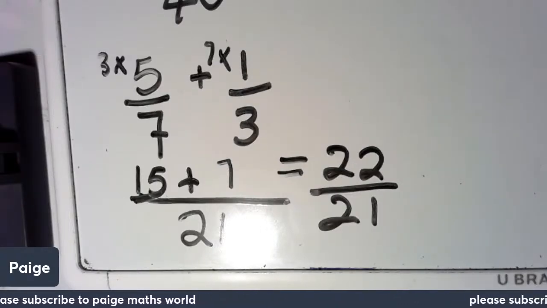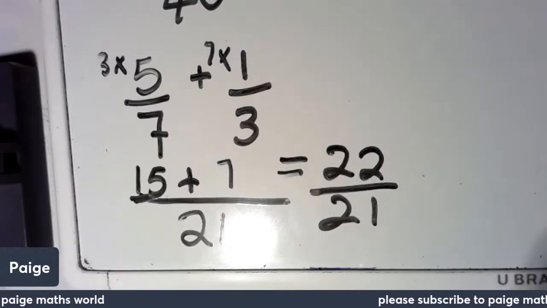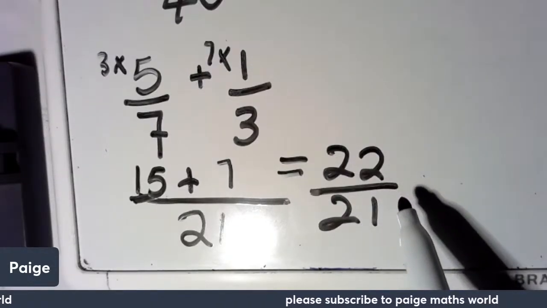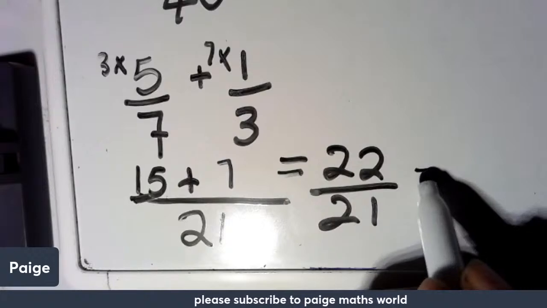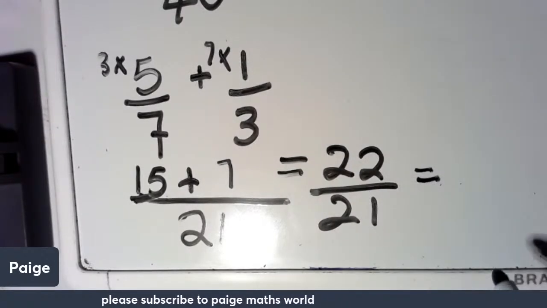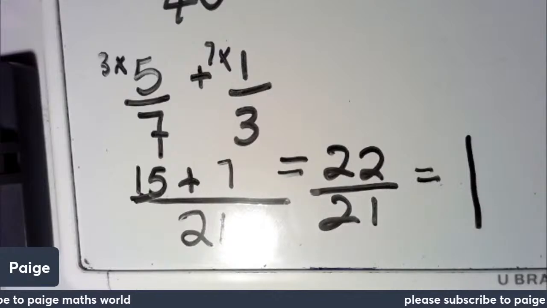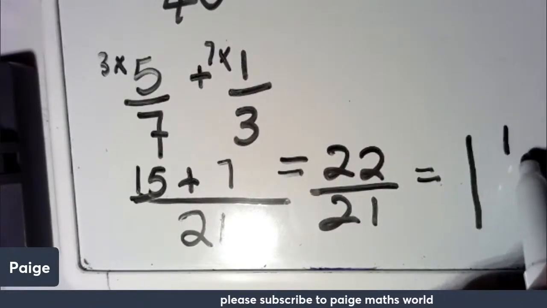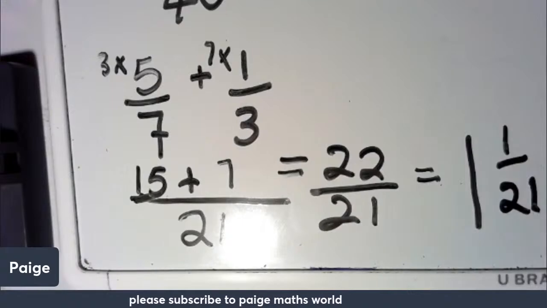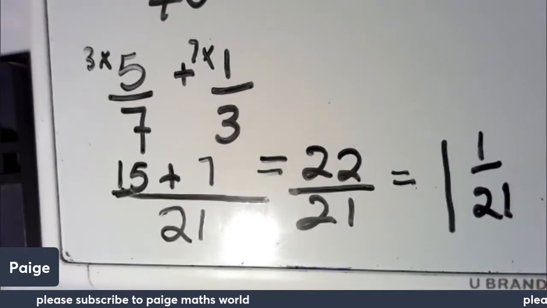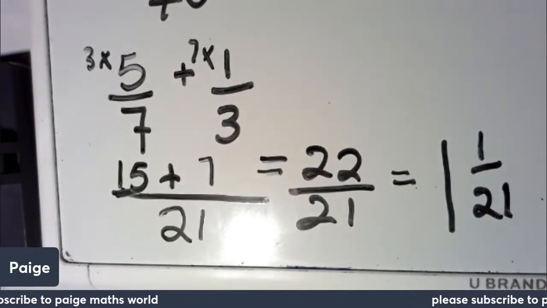Ray, check again. How many times can you get 21 from 22? Listen to what I'm saying. 21 from 22, one time. And how much is going to remain? When I take 21 from 22, how much remains? Oh, okay. 1 and 1 over 21. Good job. Give yourselves a round of applause.